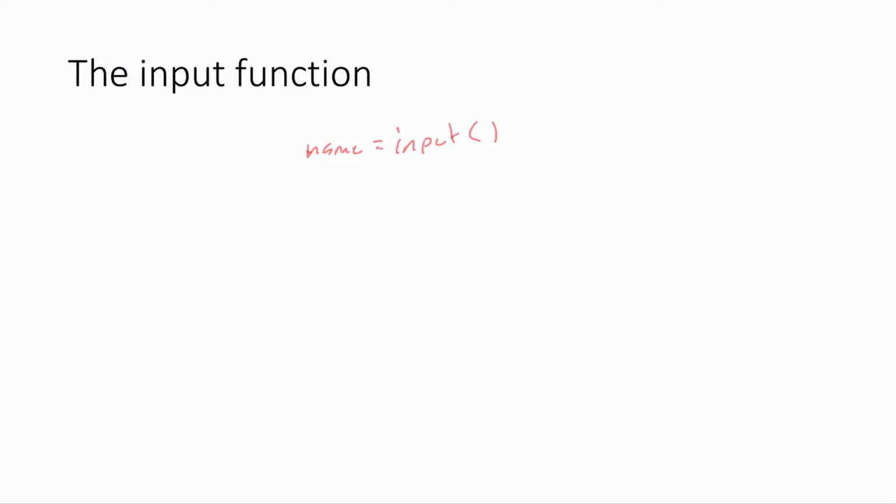And so what happens again, we get to this line, the program halts, the user types something in and hits enter, and then whatever the user types in as their input will be assigned to the variable name. So if I run this program and I type in Noah, then the variable called name will have the value of Noah. And if I ran this program again and I instead typed in, let's say, Nick, then the variable name would have the value of Nick.